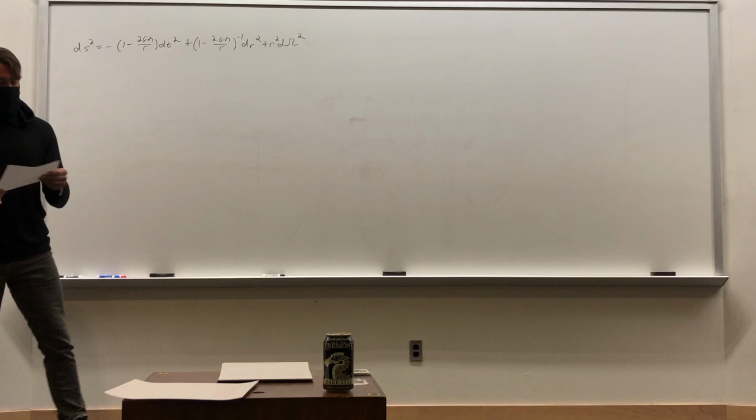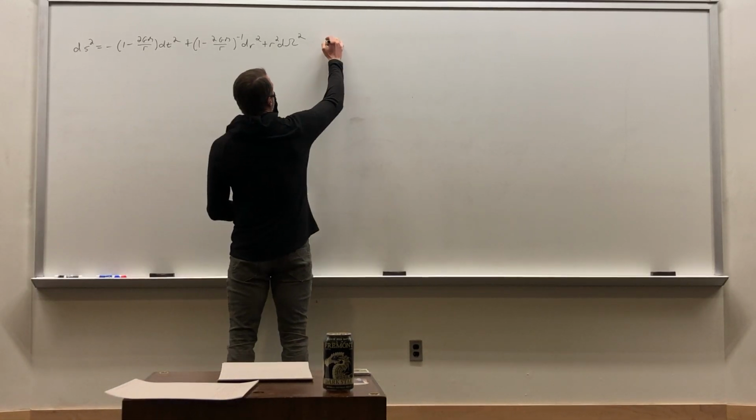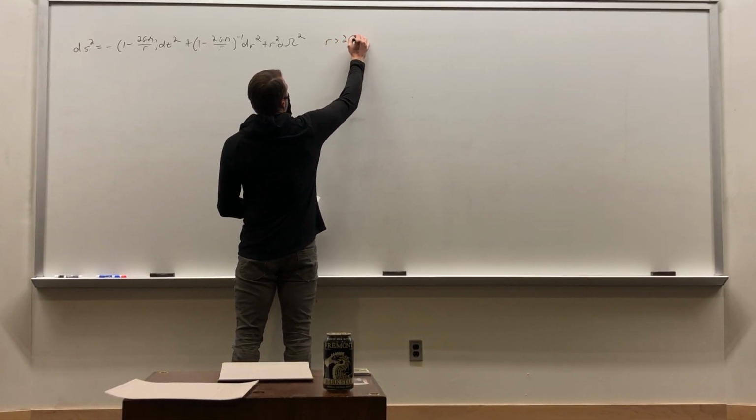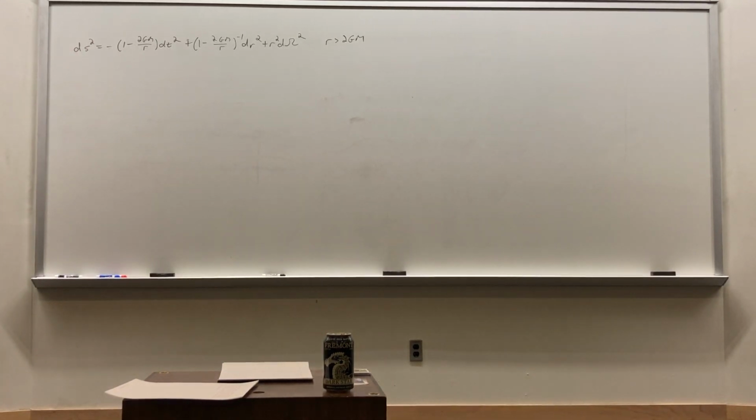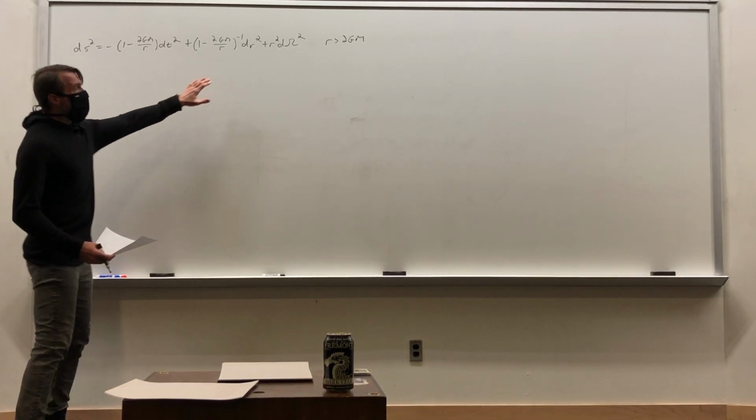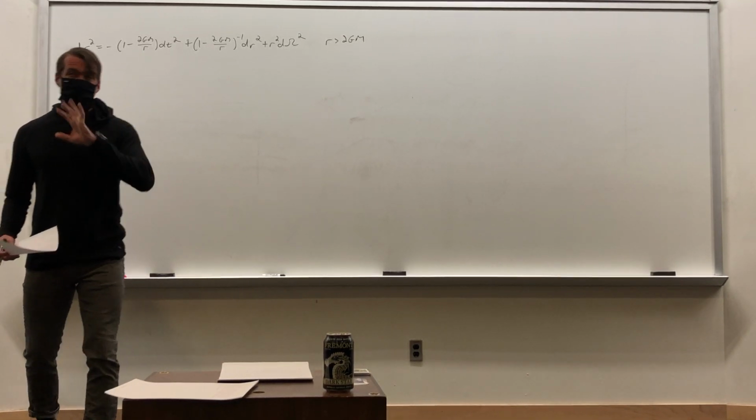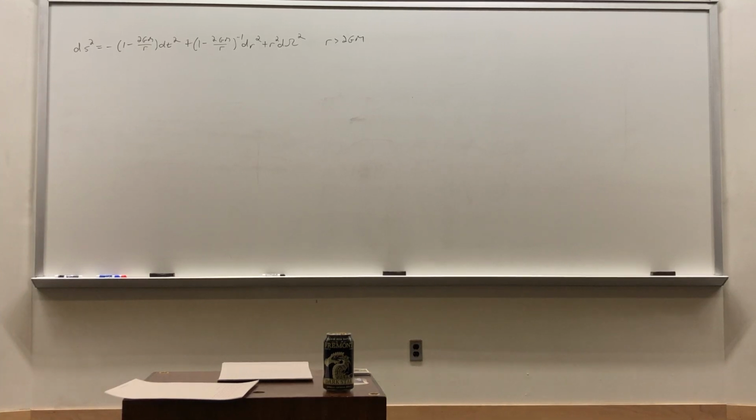Okay? And for now, because we're using Schwarzschild coordinates, we're not going to those Eddington-Finkelstein coordinates at the moment. So we're going to use the Schwarzschild coordinates, which means going through r equals 2GM is a no-go. So right now we're just going to think of this as r is larger than 2GM.